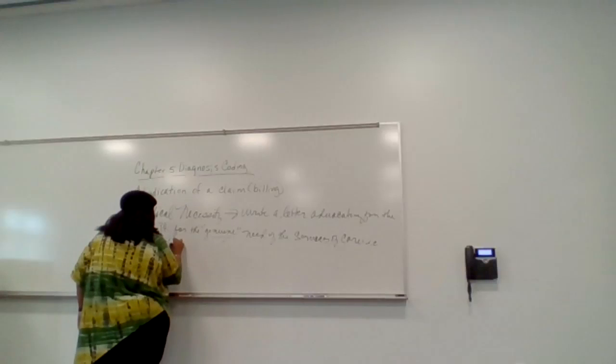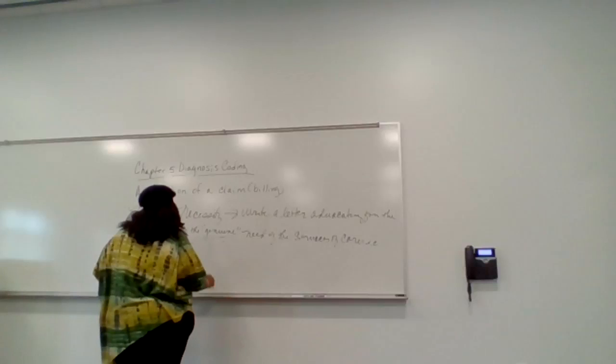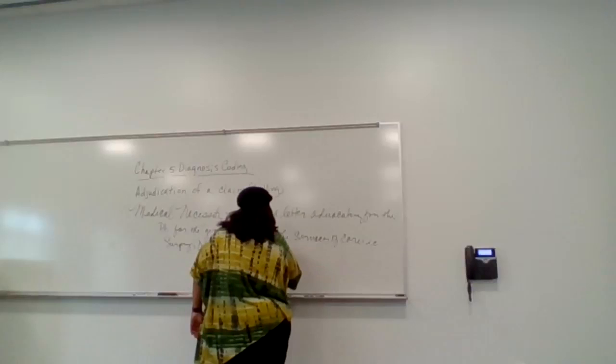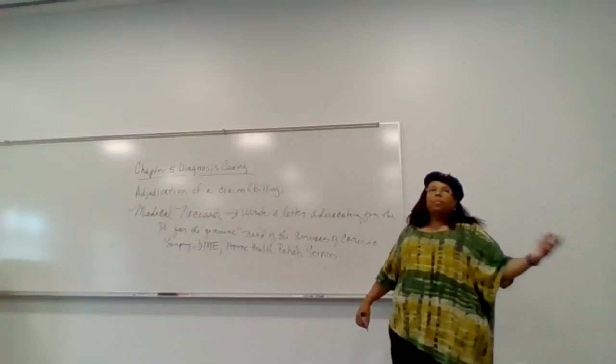Remember we talked about Beyonce and how she had those two ribs removed at the bottom, so she had a teeny tiny waist. Okay. Surgery, maybe durable medical equipment, maybe some home health, maybe some rehabilitation services, like speech pathology, occupational therapy, physical therapy, things of that nature, okay?